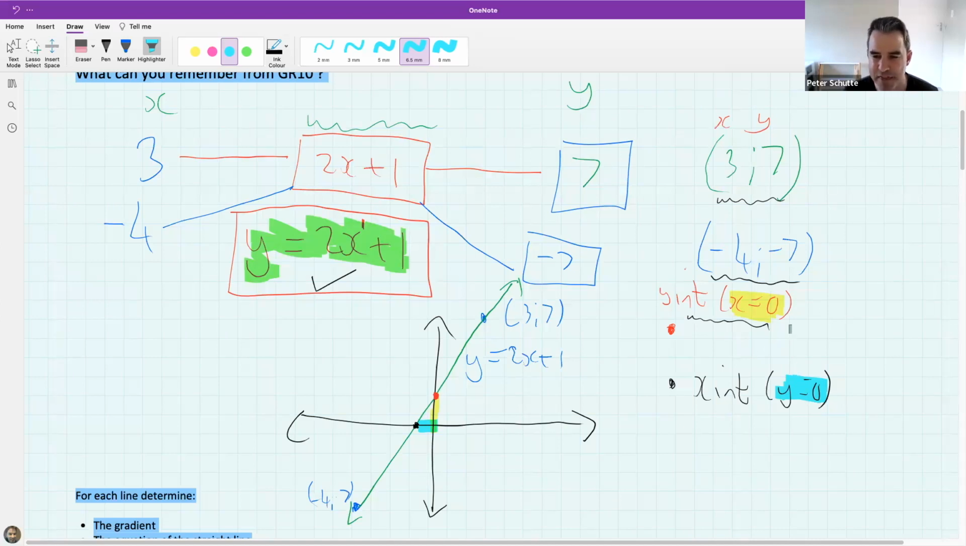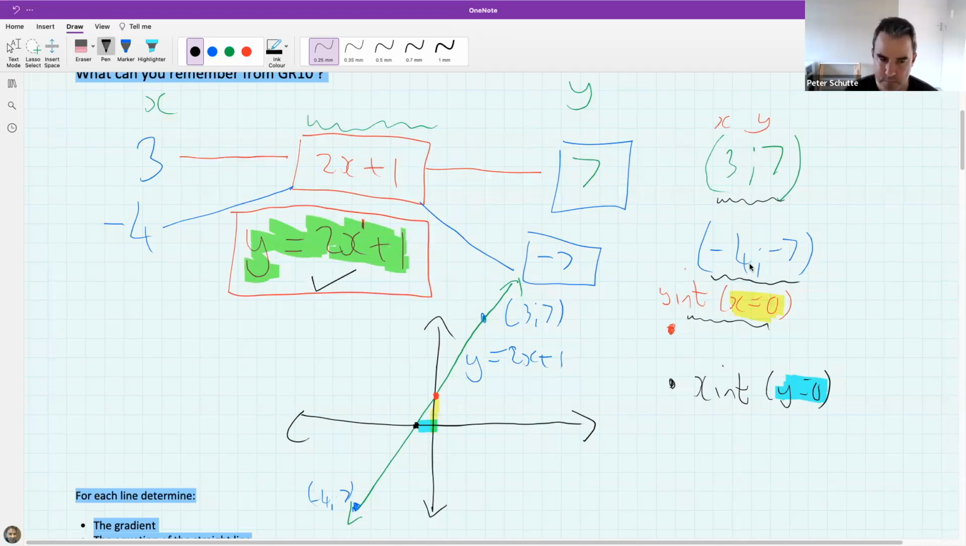Can everybody give me a thumbs up if you understand why for the y-intercept, x must always be 0, and for the x-intercept, y must always be 0? Just using the colors that I've just shown you. Give me a thumbs down if it's still a mystery to you.